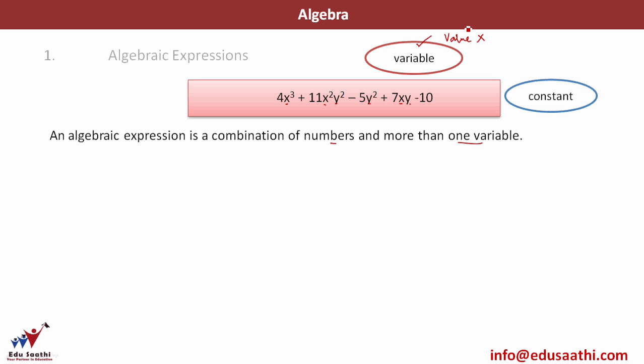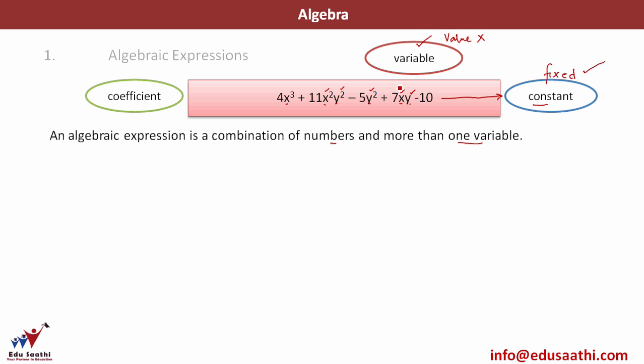The next thing that you need to understand is constant. As opposed to a variable, a constant is something whose value is fixed, whose value does not vary depending upon the situation. It will always remain the same. So this 10 here is a constant. Its value does not change. All the other terms that we have, the value keeps on changing depending upon the value of x and y. So all of the others are variable, whereas 10 is a constant.